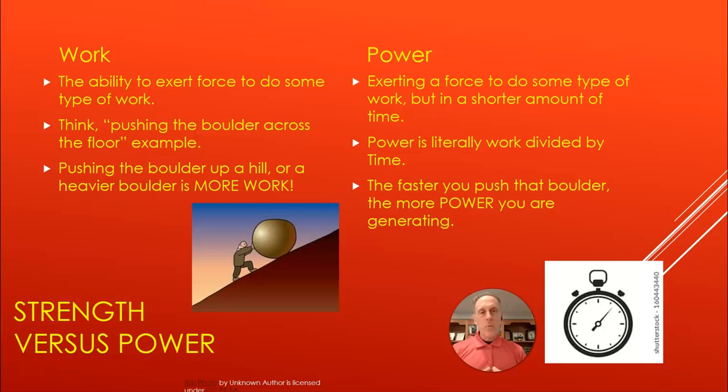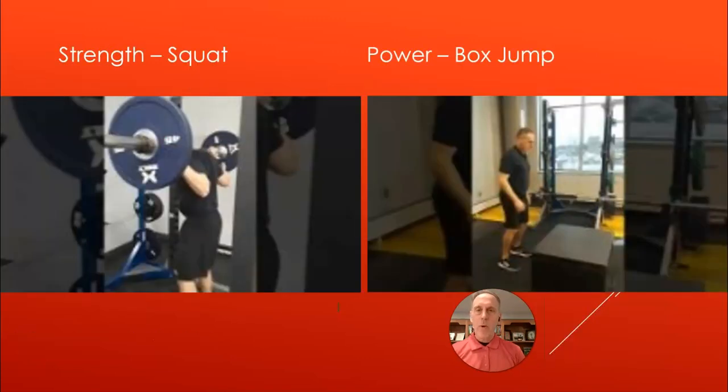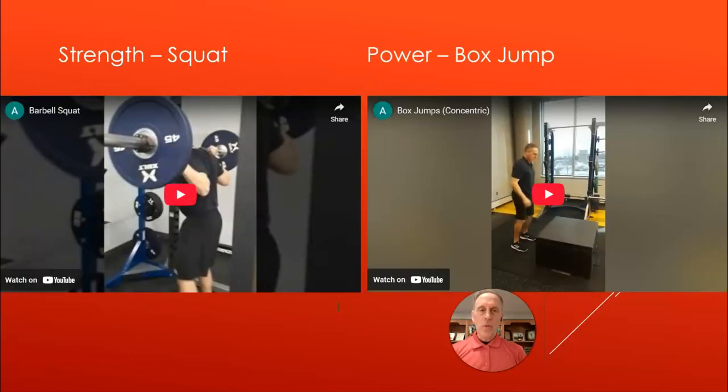And it's a component where if I ask you to push that boulder, but I ask you to push the boulder faster, or if I ask you to push it in the shortest amount of time, now we're asking you to create more power. And that's one of the key differences between work and power. So if we look at these two, we have a squat on one side, which is very much work oriented. We're lifting some weights. And over here you have power. It's a box jump. Let's see if this works.